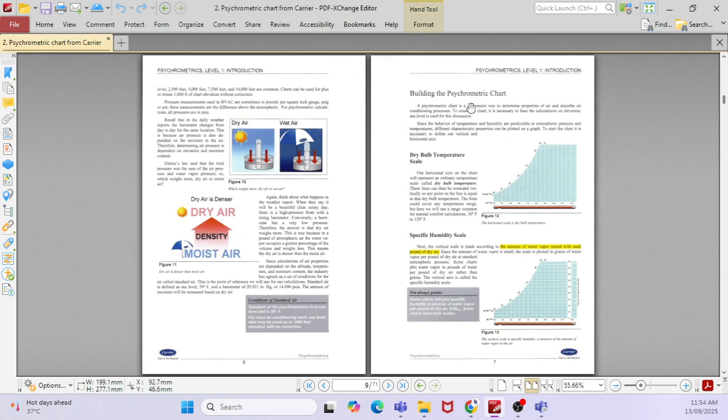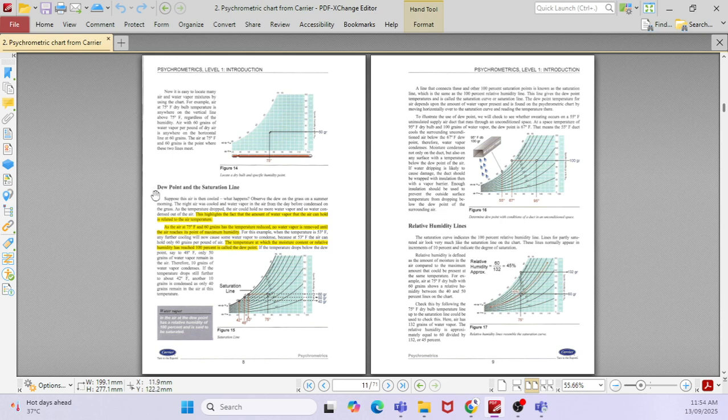Okay, and building the psychrometric chart. Remember how to read the dry bulb temperature, how to read the specific humidity scale, and how to understand dew point temperature and the saturation line. This is very important when you do the condensate drain formula calculation.